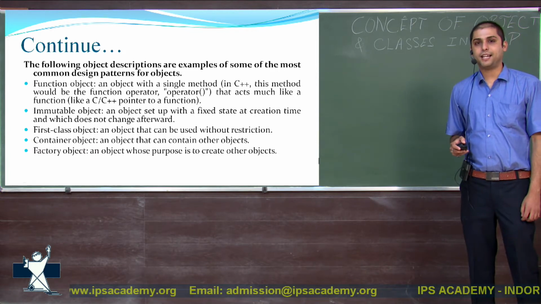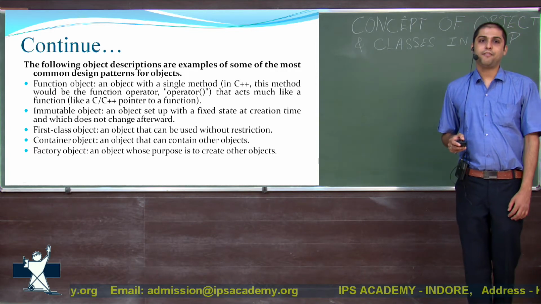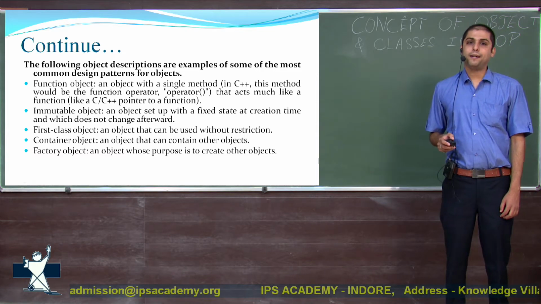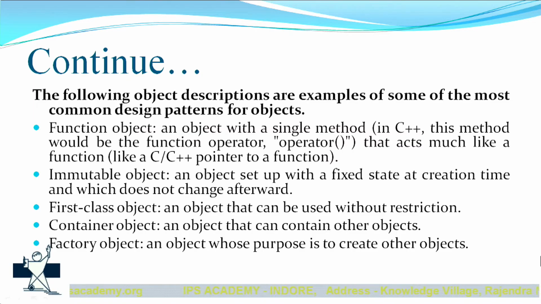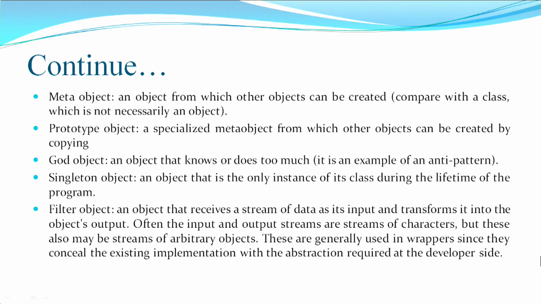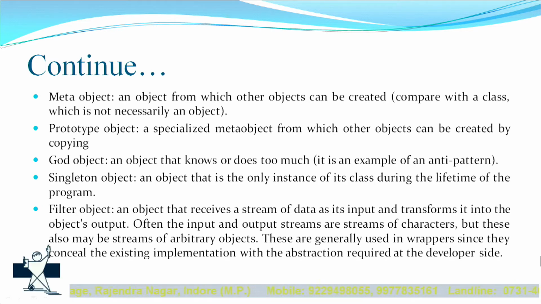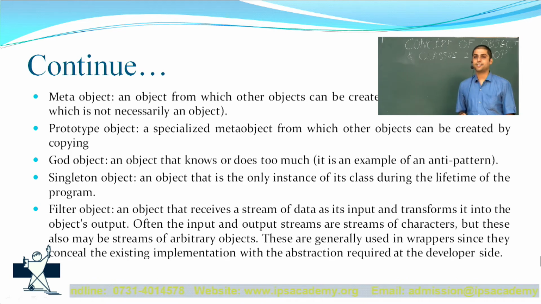Container object, an object that can contain other objects. Factory object, an object whose purpose is to create other objects. Meta object, an object from which other objects can be created. Compare with a class, which is not necessarily an object. Prototype object, a specialized meta object from which other objects can be created by copying. God object, an object that knows or does too much. Singleton object, an object that is the only instance of its class during the lifetime of the program.